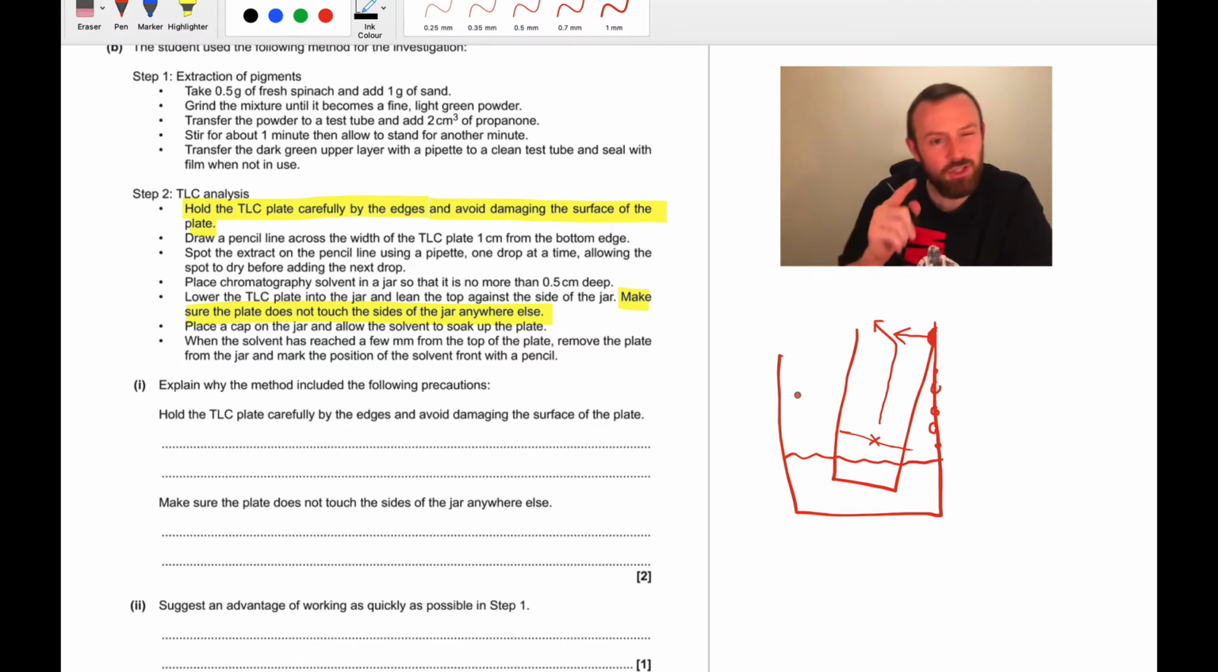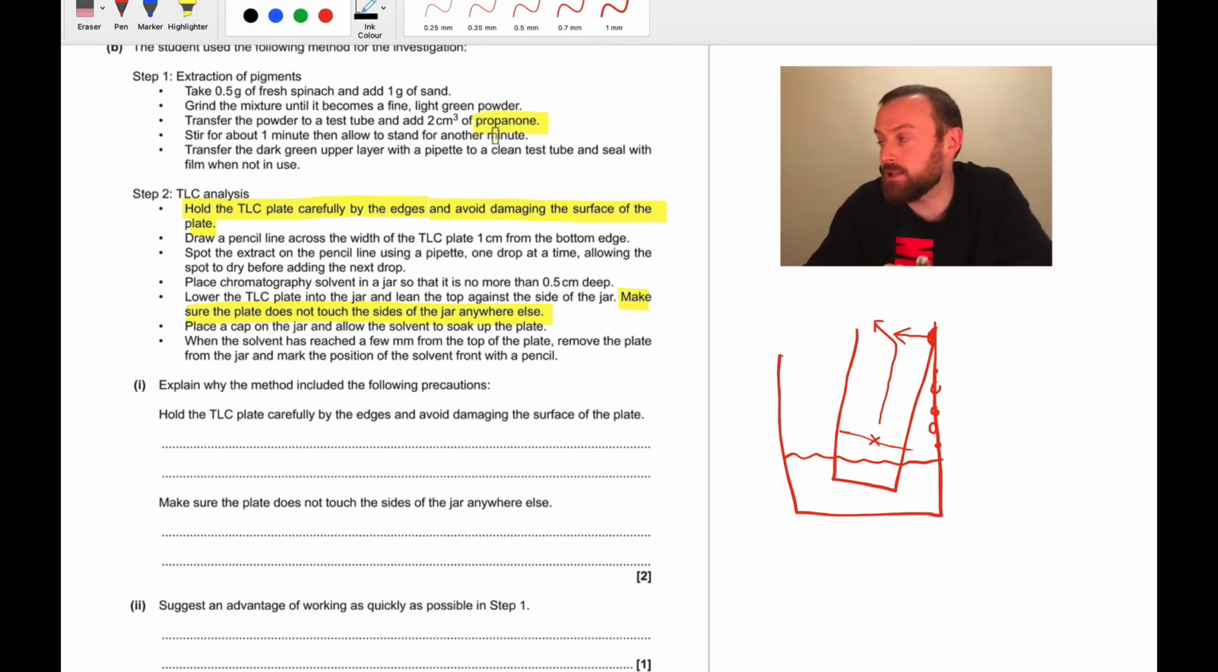Well, there's two reasons you can go for. First of all, we're using a solvent called propanone in step 1, and it basically evaporates super easily. So if you don't work quickly, then all your propanone may evaporate. Second of all, whenever you're working with a biological material, there's a risk of it breaking down or degrading, and chlorophyll pigment is like that, or the pigments in chloroplasts are like that. The pigment could degrade or break down, which would be bad for your investigation.